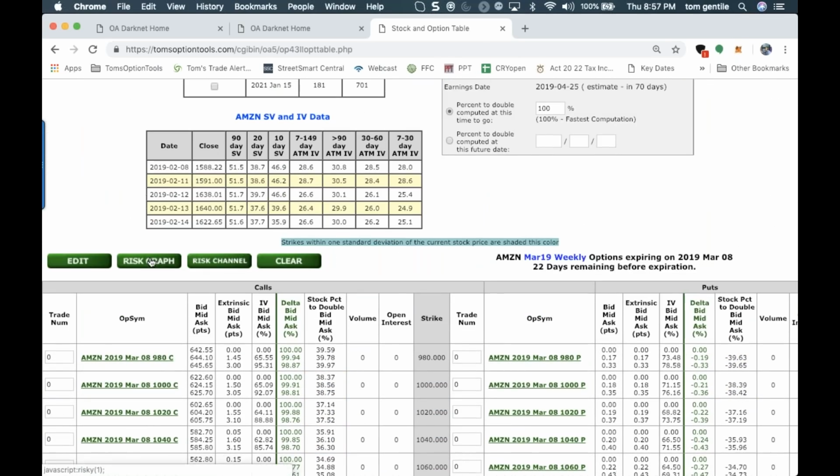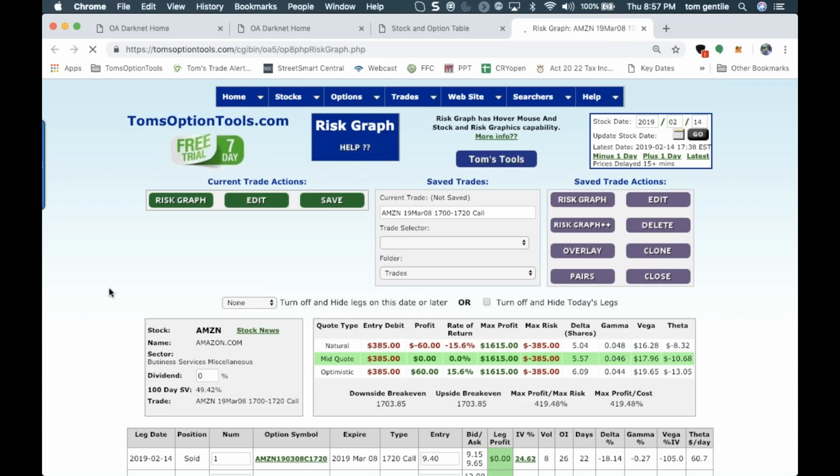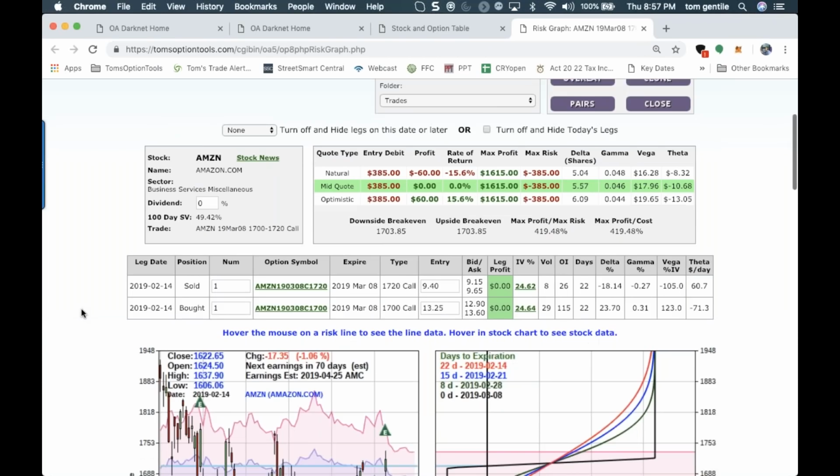Repeat that last comment there, Tom. I said we want to get the trade down to an acceptable level, a low risk. And I said, let's just see if we did that.